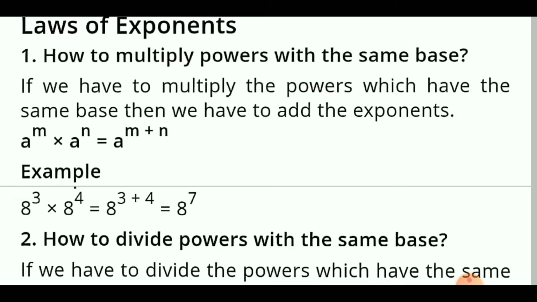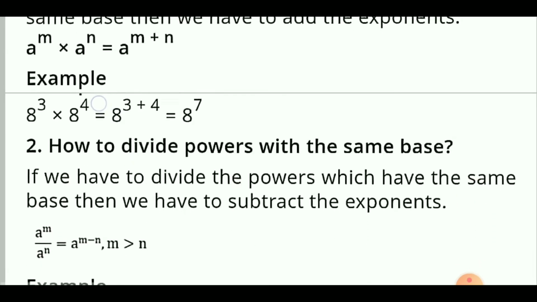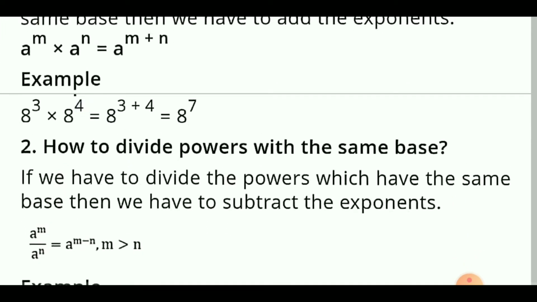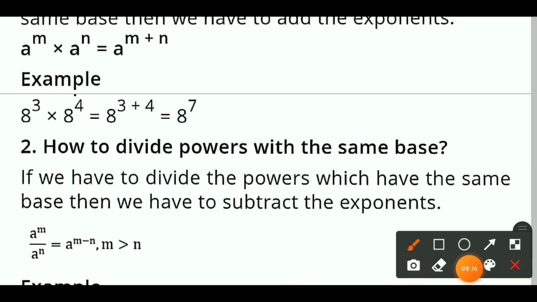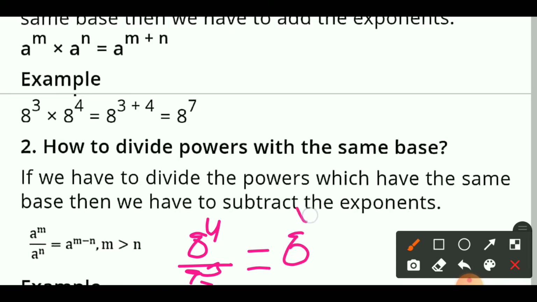Now how do we divide powers with the same base? When you have the same base, how do you divide the powers? In that condition, see, like 8 raised to power 4 upon 8 raised to power 3. Here you don't need to cut anything. Simply write 8 and subtract the powers, 4 minus 3, which equals 1. So your answer is 8.